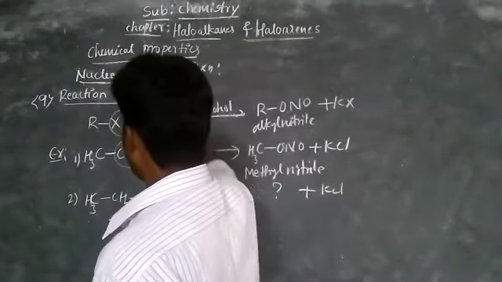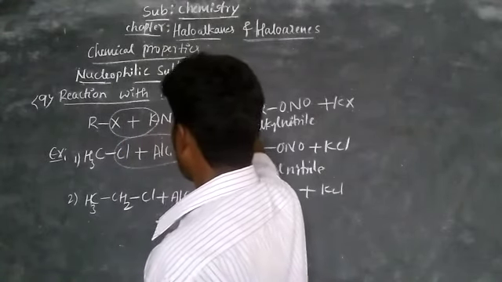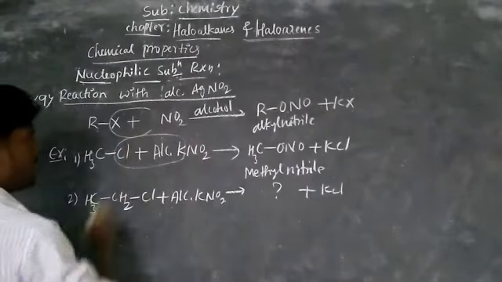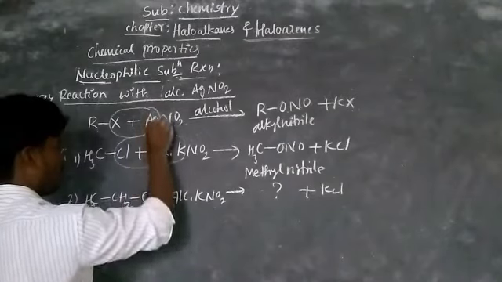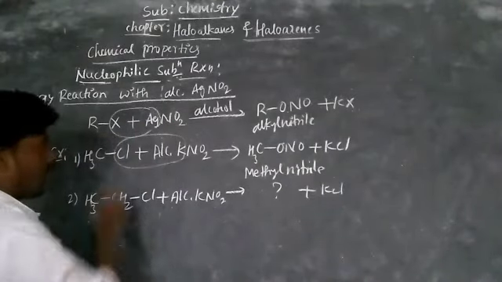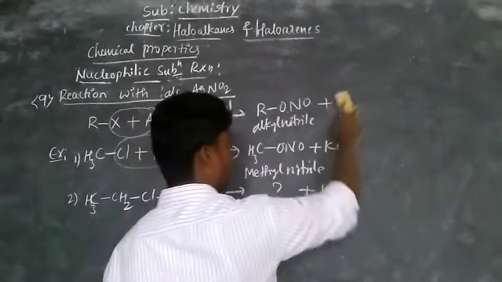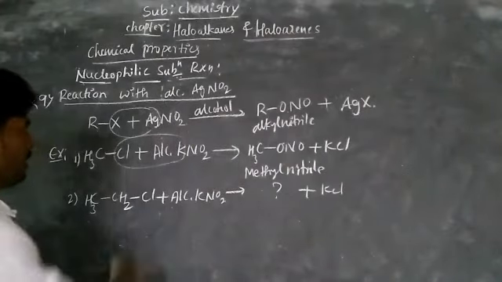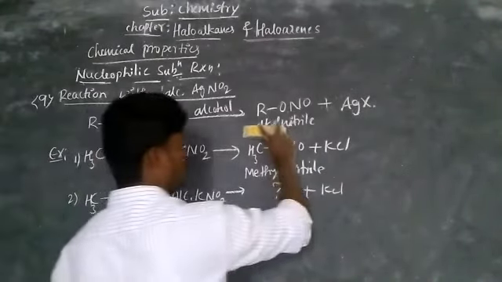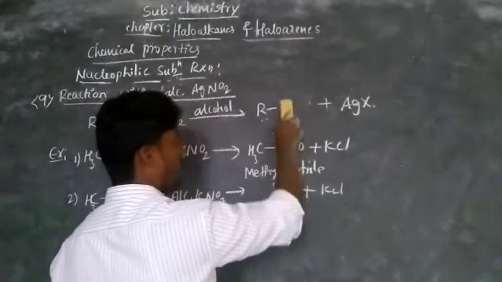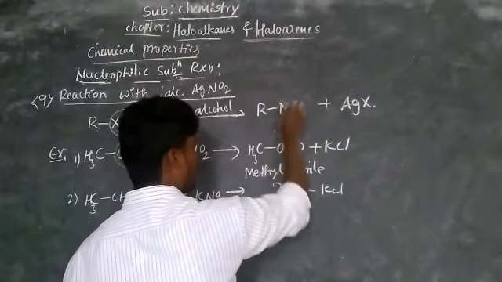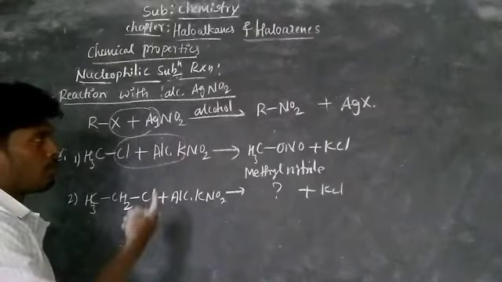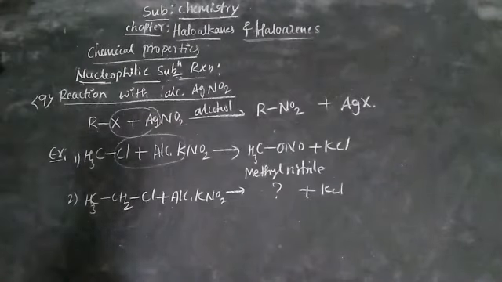That is alcoholic silver nitrite, AgNO2. So when we are treating alkyl halides with silver nitrite, that is AgNO2, we get AgX and RNO2. So here you don't get RONO; rather you get RNO2. So the nitro compound of alkane, that is nitroalkane, rather than alkyl nitrite.